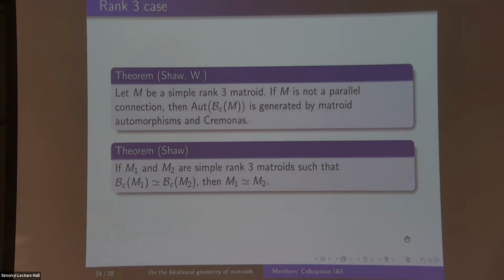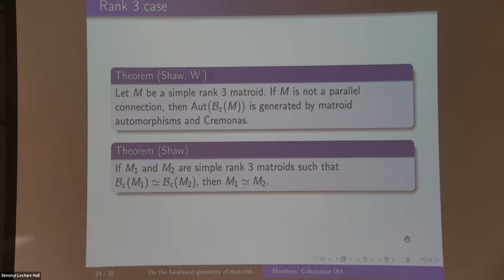The question is, do you have to exclude more? Not in rank 3. That's of course what you do. You first do a small rank, and you hope, because also in P2 you know Cremonas, that rank 3 would be okay, and it is. For simple rank 3 matroids, if you exclude just this parallel connection business, which you have to exclude, then the automorphism of the coarse Bergman fan is always generated by matroid automorphisms and Cremonas. And Kris showed in an older paper that if you have any isomorphism between the coarse Bergman fans, then M1 is isomorphic to M2.